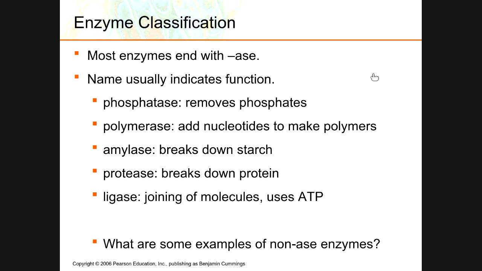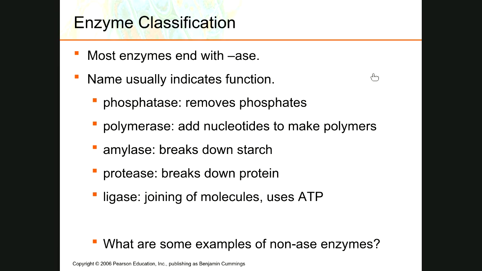Amylase, you would need to know what amyl refers to, and it refers to sugars or carbohydrates. So amylase breaks down starch. Protease, that one's pretty easy, right? Enzymes that break down protein. Now, ligase is hard because you would need to know what the word ligate means, and most people have never heard of it, but ligate means to join together. So a ligase joins molecules together. And many of these enzymes do require ATP in order to function.